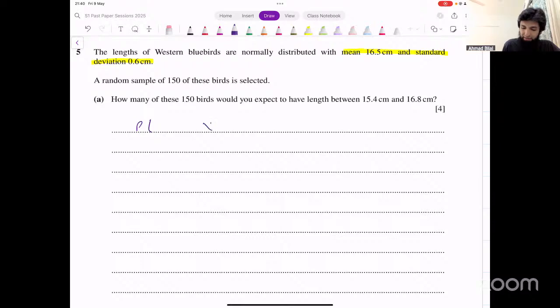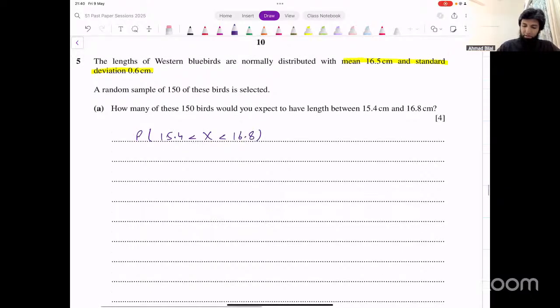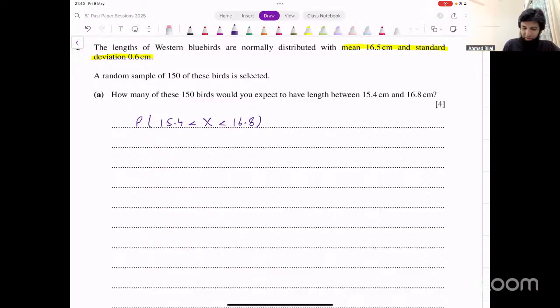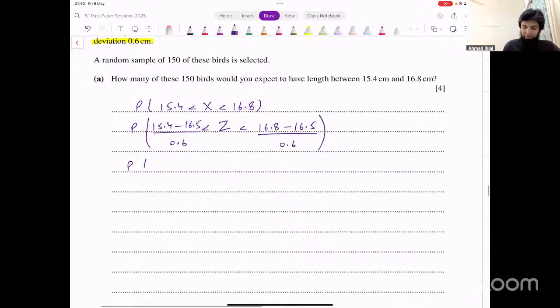We know the standard deviation, we know the mean. Probability of x being between 15.4 and 16.8. This is what we're looking for. How do you find this probability? This is simple normal distribution, right? So we first of all convert it to z. 15.4 minus the mean, 16.5, divided by the standard deviation, 0.6. On the other side, we would have 16.8 minus the mean, 16.5, divided by the standard deviation, which is 0.6.